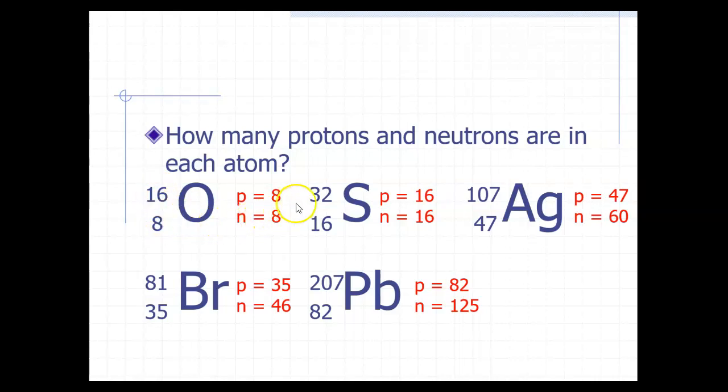16 minus 8 is 8. 32 minus 16 is 16. 107 minus 47 is 60. 81 minus 35 is 46. 207 minus 82 is 125. So that's how you do those proton-neutron calculations.